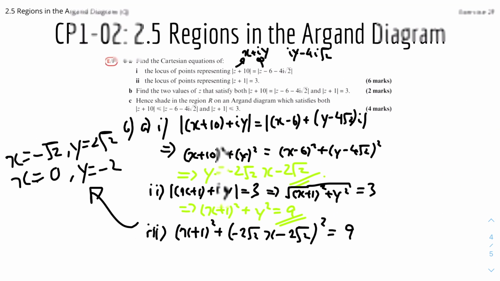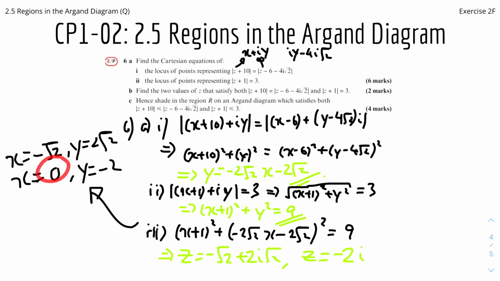Therefore, we can put them together to get z = −√2 + 2i√2. And the other solution is z = −2i, because there's no x component. And those are the answers.